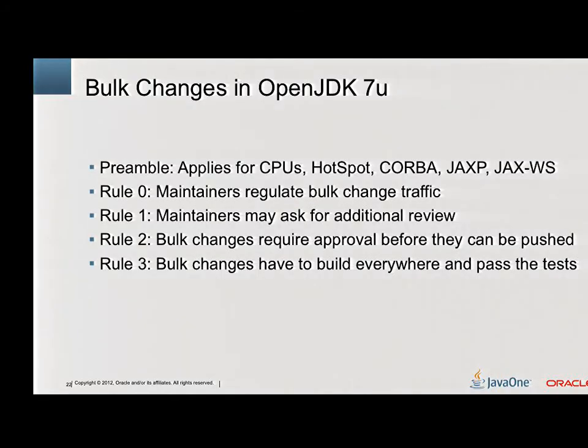Another piece of code that's slightly different is bulk changes. I mentioned HotSpot and Corba and these things before. They're not developed in 7 updates per se. They come from different OpenJDK projects, or in the case of Corba and JAXP, Glassfish projects. So in that case, it doesn't make a lot of sense to re-review these changes again in 7 updates. So we consume these changes in bulk. And again, maintainers play the role of the traffic cop.